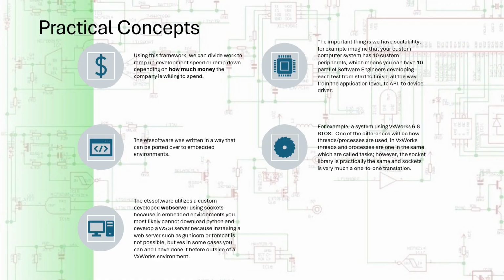For example, imagine that your custom computer system has 10 custom peripherals, which means you can have 10 parallel software engineers developing each test from start to finish, all the way from the application level to API to device drivers. For example, in a system using the VxWorks 6.8 RTOS, one of the differences will be how threads and processes are used. In VxWorks, threads and processes are one and the same, which are called tasks. However, the socket library is practically the same, and sockets is very much a one-to-one translation, and therefore this framework that I'm demonstrating today can be ported over to a VxWorks environment pretty easily.